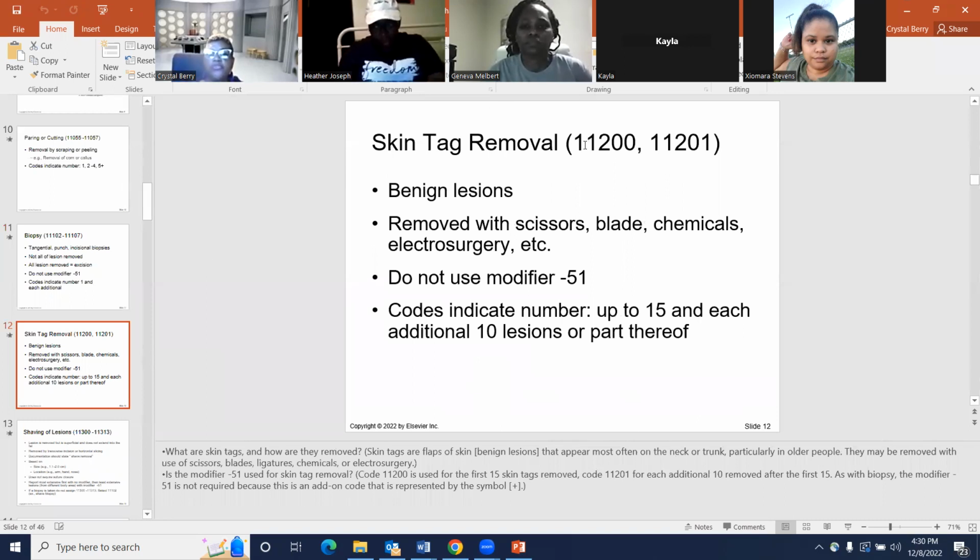Skin tag removals. Benign lesions removed with scissors, blade, chemicals, electrosurgery, etc. Do not use modifier 51 when you're using skin tag removals. Codes indicate numbers up to 15 and each additional 10 lesions or part thereof. So when you're looking in a CPT manual, it's going to tell you how many skin tag removals. It says codes indicate number up to 15, and then it'll have each additional. When you're looking in your NCCT packet, for those who were here early with us, we went through some of these examples with skin tag removals.